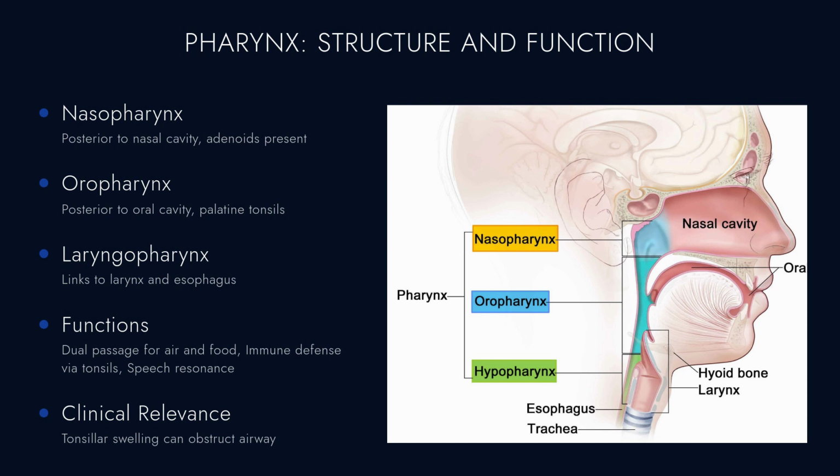In critical care, the pharynx is significant during intubation, as the tube passes through the oro and laryngopharynx. Tonsillar enlargement from infection or abscess can obstruct the airway, requiring urgent intervention like intubation or drainage. Its immune role also highlights infection risks in ventilated patients.